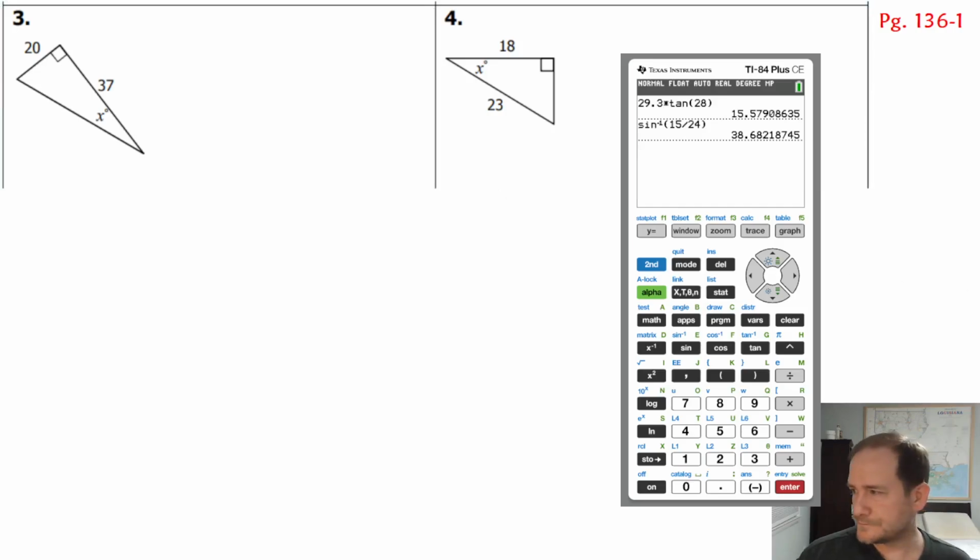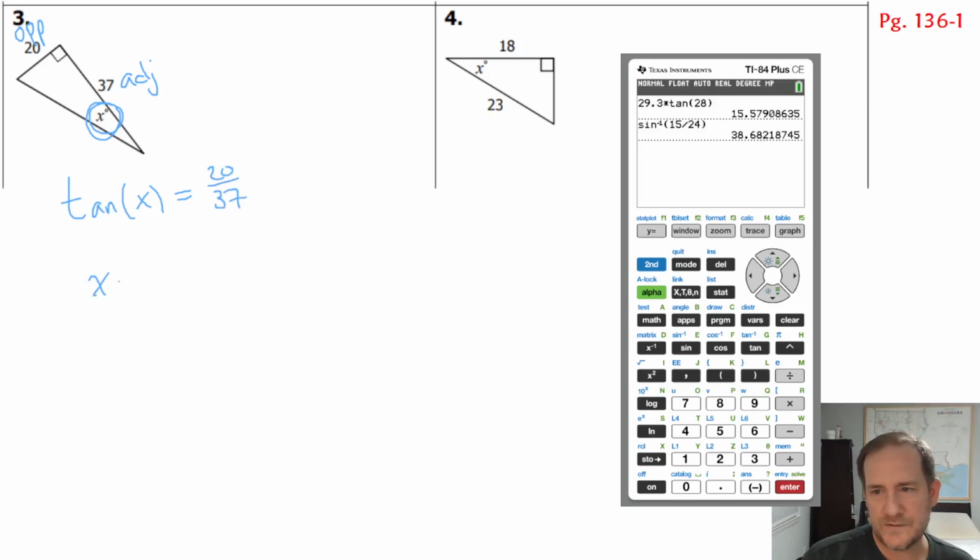And it's going to be the same as the last one. The first step is going to be mark your angle and then mark the sides. Opposite from x, I see a 20. Adjacent to x, I see a 37. And I don't have a hypotenuse. Opposite and adjacent tell me I want to use tangent. So the tangent of x must be 20 over 37.